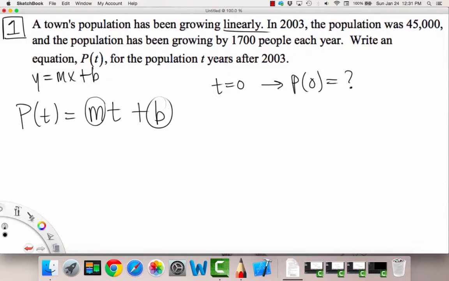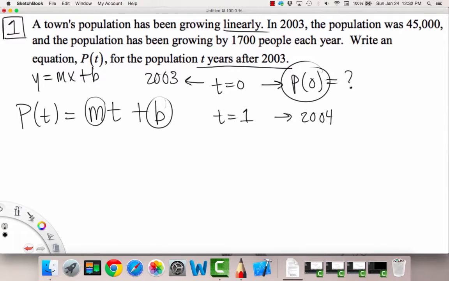If we look at the very end of our question, it says for the population t years after 2003. So let's say t equaling 1 means it's 1 year after 2003, so that corresponds to the year 2004. So t equals 0 means we're talking about the year 2003, because that means 0 years after 2003, so we're still in that year. So P of 0 would be given by the population in the year 2003.